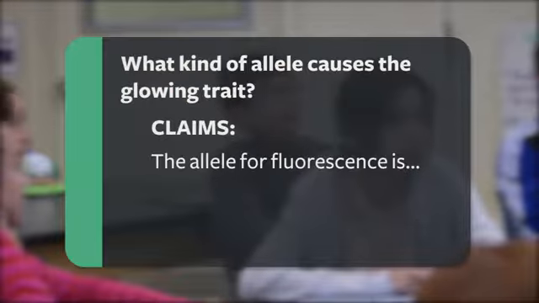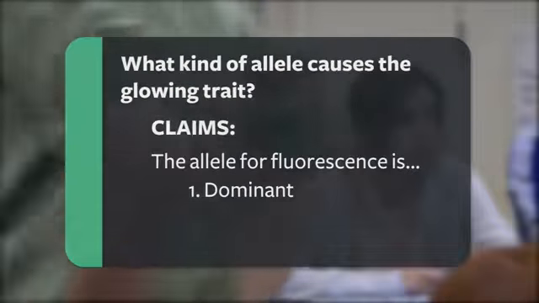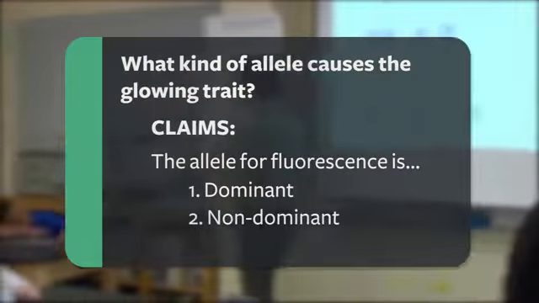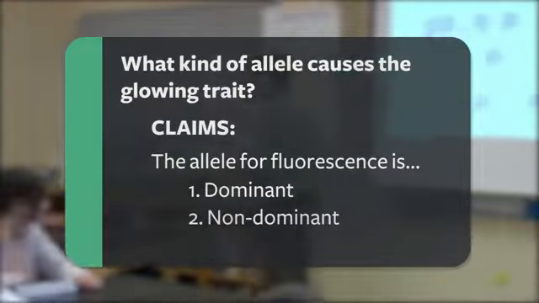To prepare for a science seminar, students are introduced to the seminar question and the possible claims. The seminar question is, what kind of allele causes the glowing trait? The competing claims are 1. The allele for fluorescence is dominant, or 2. Non-dominant, or 3. Incompletely dominant.